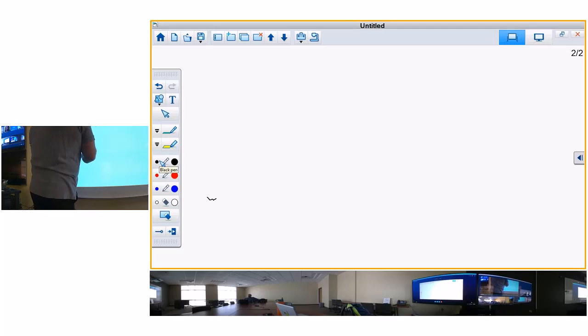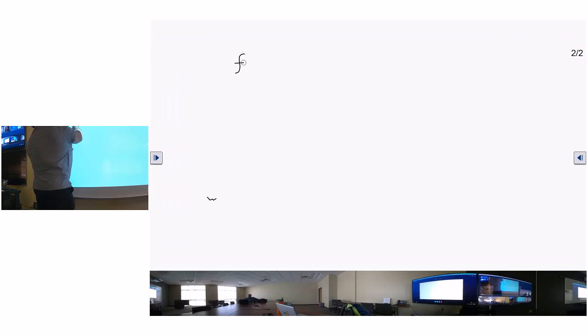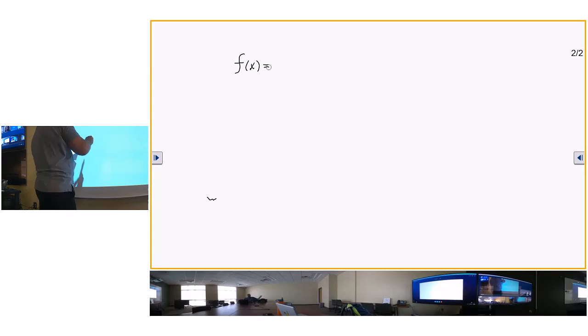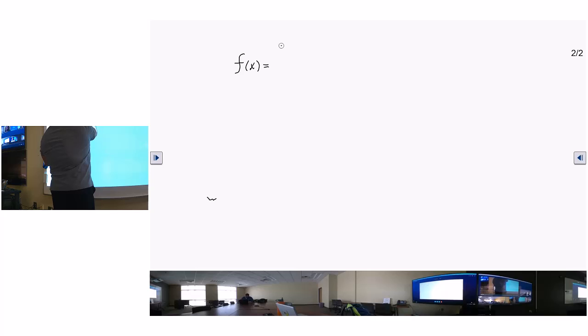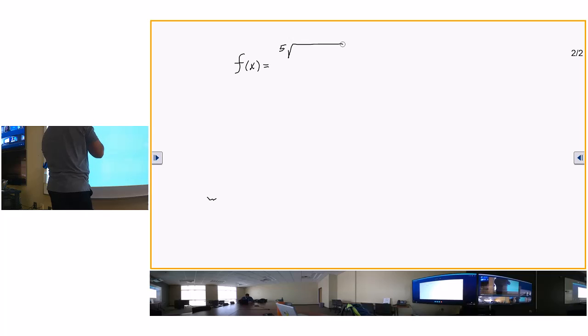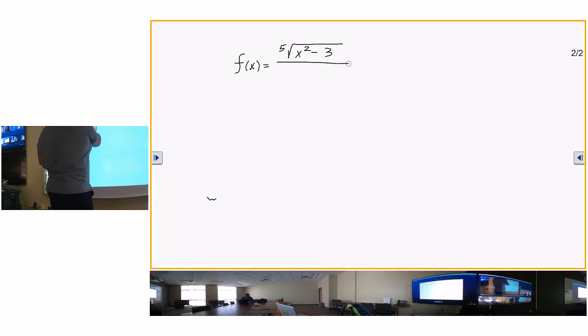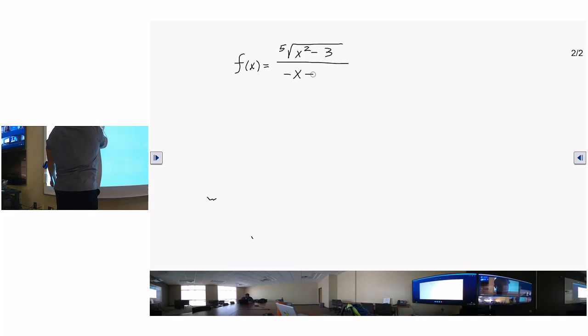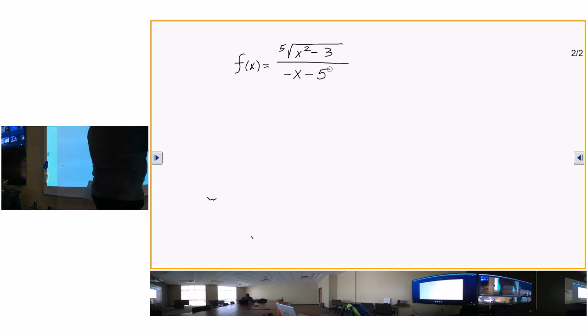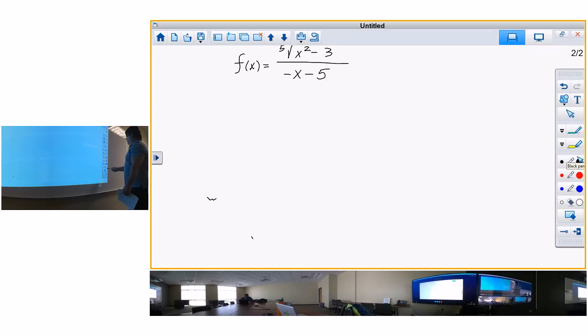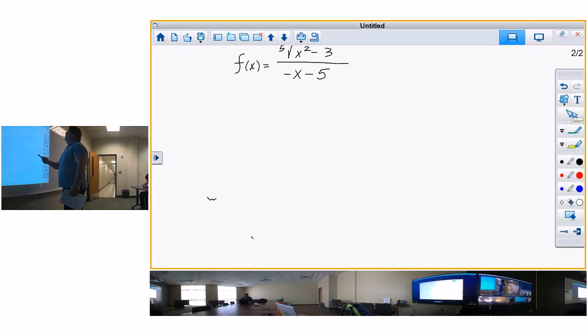All right, so f of x is equal to the 5th root of x squared minus 3 over negative x minus 5. Do it however you want. I'm going to move it up in the top left-hand corner so I have plenty of room.